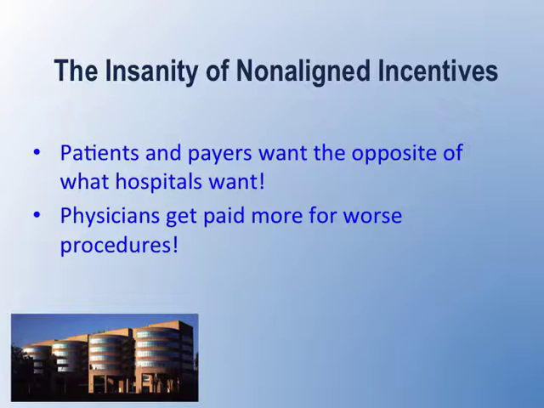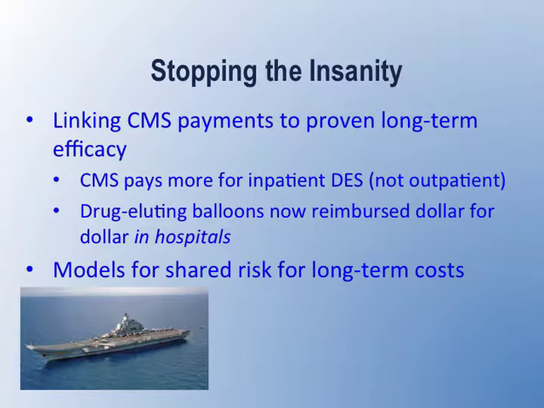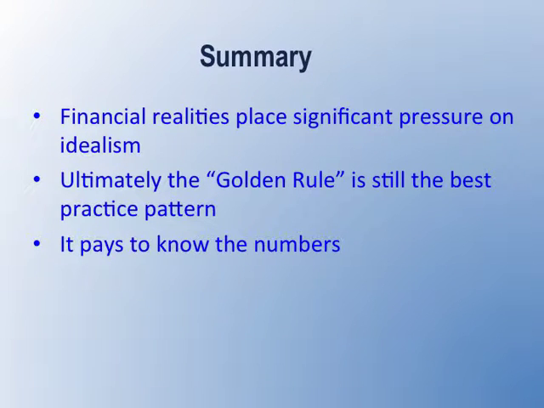So what we're dealing with often is that patients and payers want the opposite of what hospitals want, and physicians may get paid more for things which really don't have good medical support financially. So in order to make this insanity a little bit more sane, CMS is starting to do some things that make sense. For example, paying more for an inpatient drug-eluting stent or paying for any drug-eluting balloon used within a hospital setting. There are also some ways to share risk, which also are helpful.